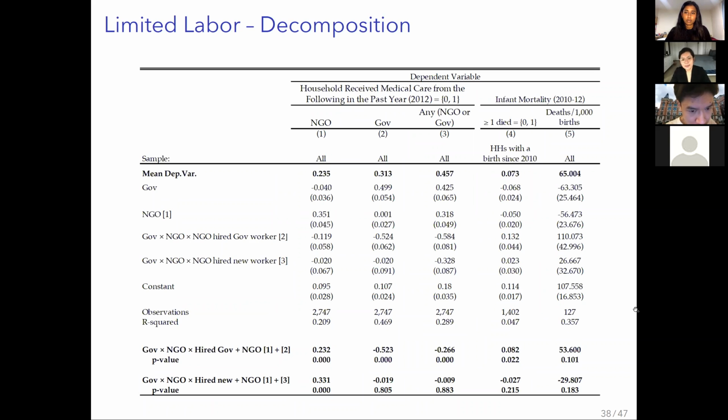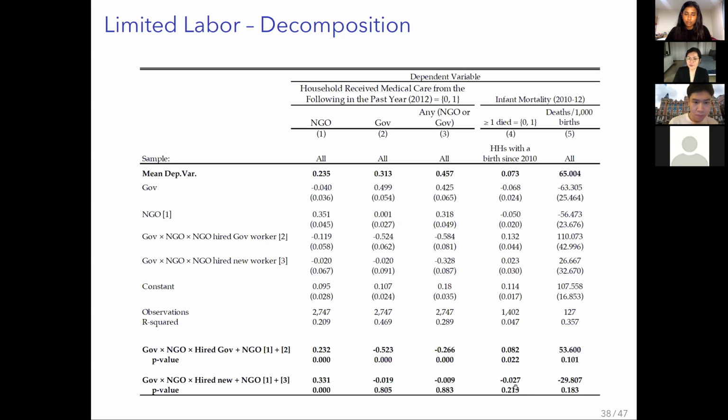Okay, so when we do this, something really interesting happens. We see that if they hire the government worker, infant mortality goes up by a lot. This is 8 percentage points, right? So this is 82 per 1,000 deaths. This is 8 percentage points, and this is 53 per 1,000 deaths. And these are significant or almost significant.